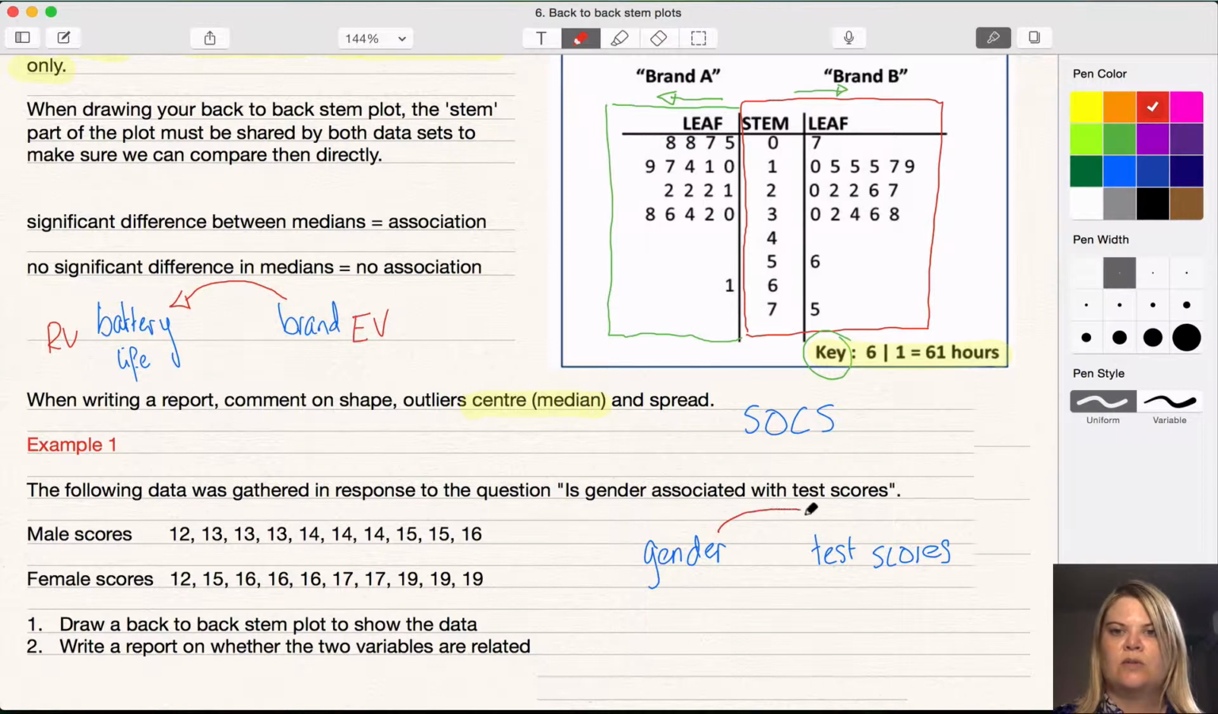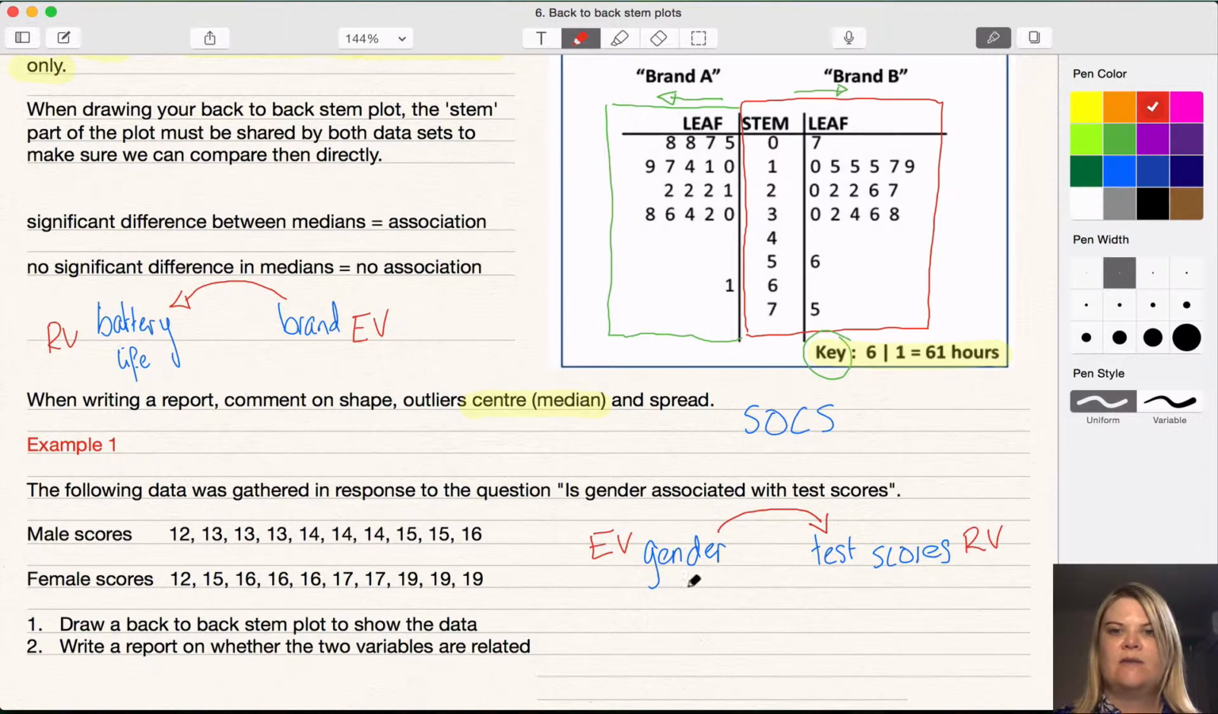Gender causes test scores, or test scores cause gender. I think we're looking for gender causing test scores, so we'll leave it like that. This is our explanatory variable and this is our response variable.